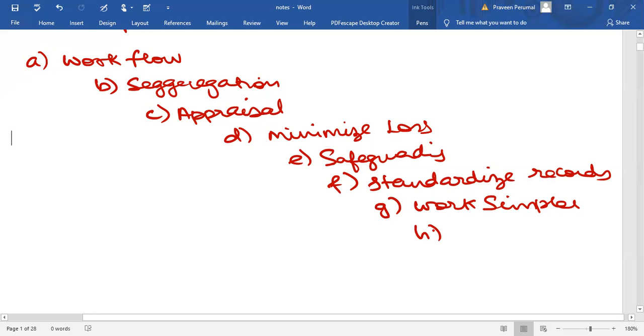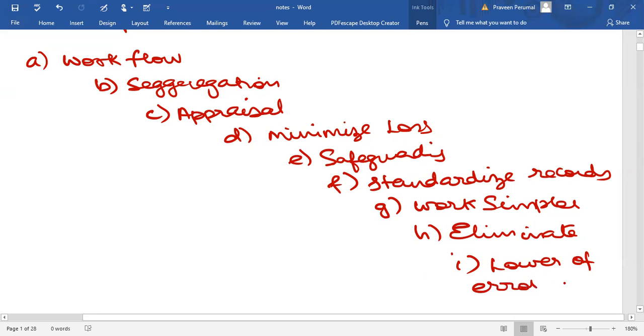Next, elimination of conflicting responsibilities. Then lowering the chances of occurrence of errors and frauds, etc. These are all some of the aims of internal control.